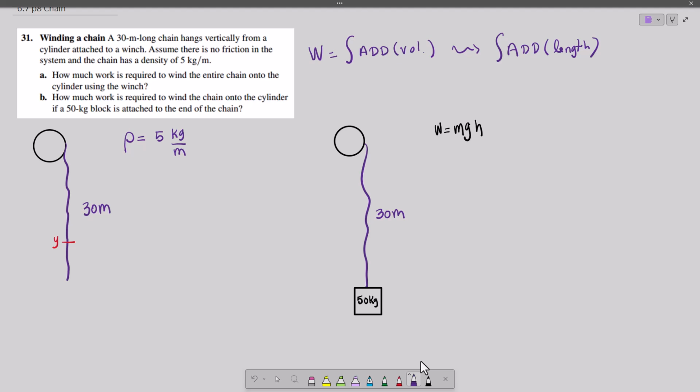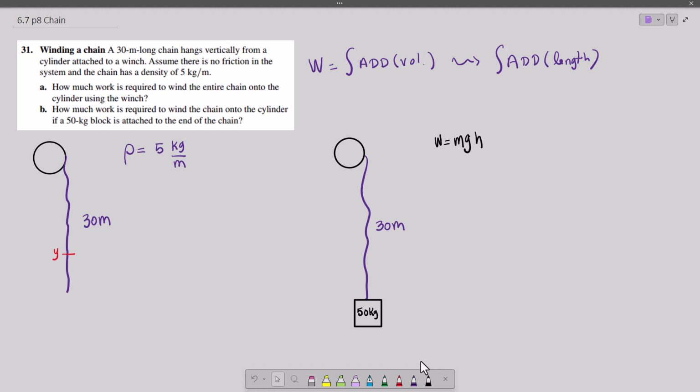So with this particular example, we've got a 30-meter chain. It's hanging from a cylinder that's attached to a winch. There's no friction in the system. This is math. We ignore friction, air resistance, all those things. That's for your physics class. The density here is our important clue that this is going to be a linear or a one-dimensional density, because this is kilograms per meter. So that's a one-dimensional density.